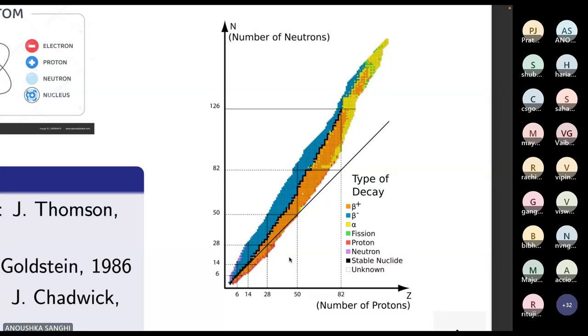So, do all kinds of combinations exist in nature? This is the question: do everything form a stable nucleus? The answer is no, not everything forms a stable nucleus, but we can study what proton and neutron pair can form a stable nucleus.